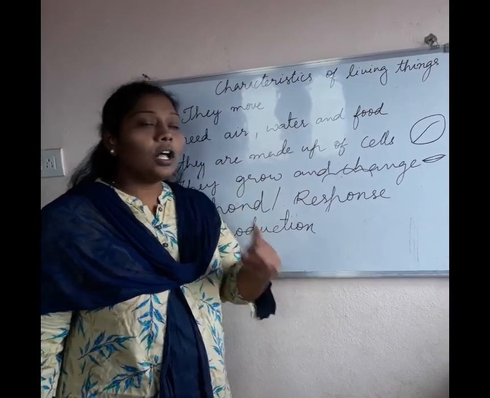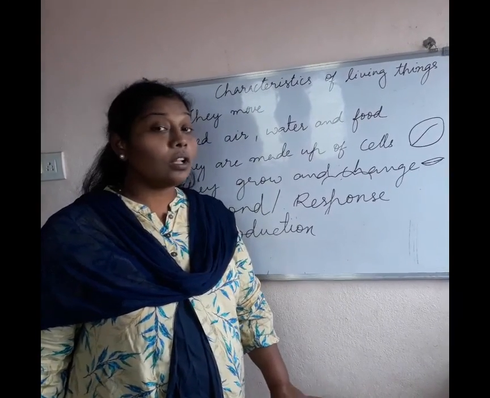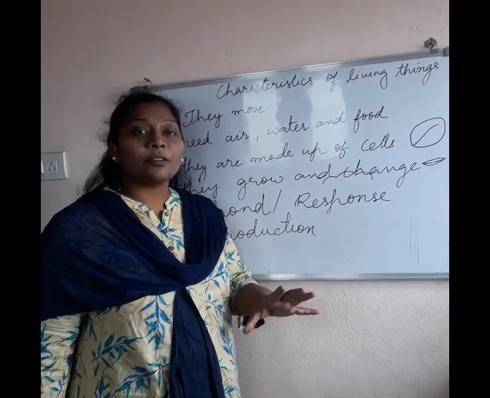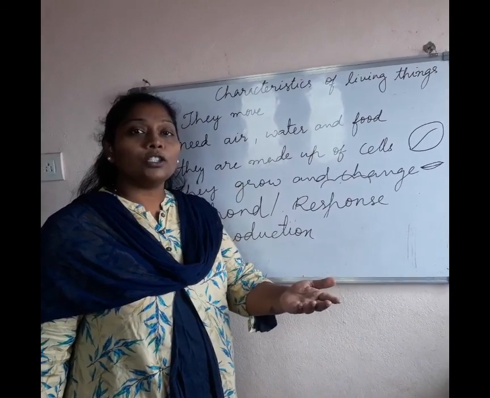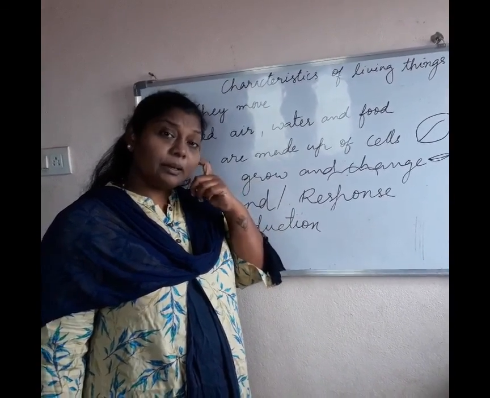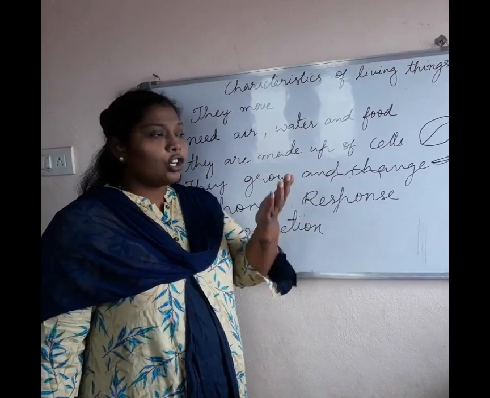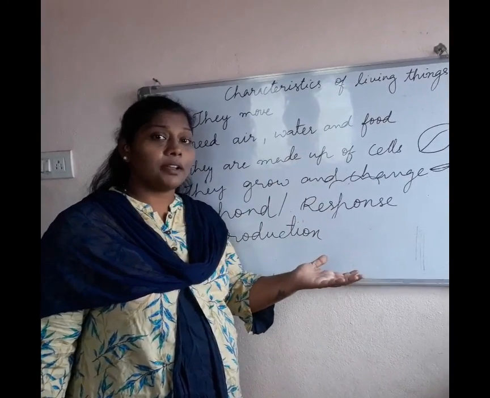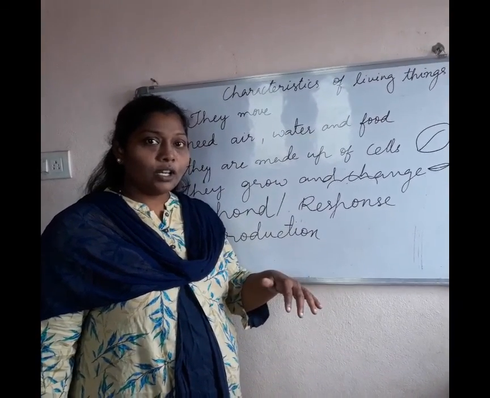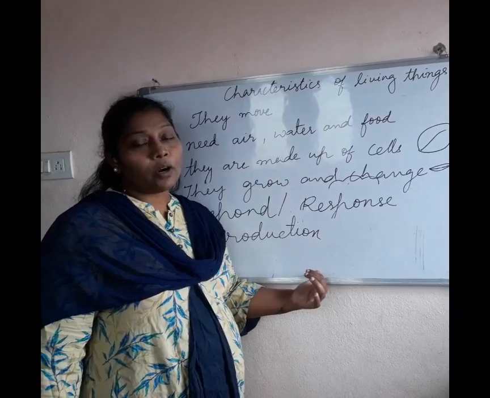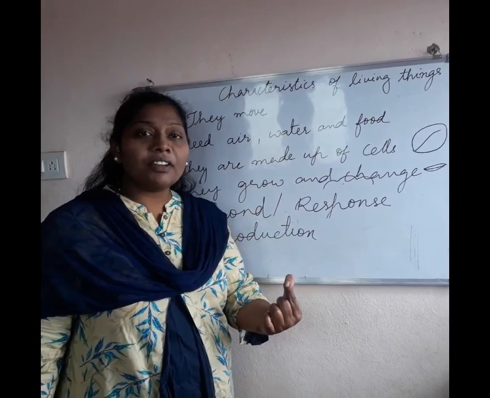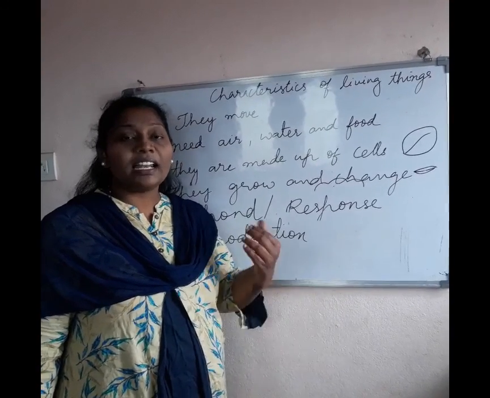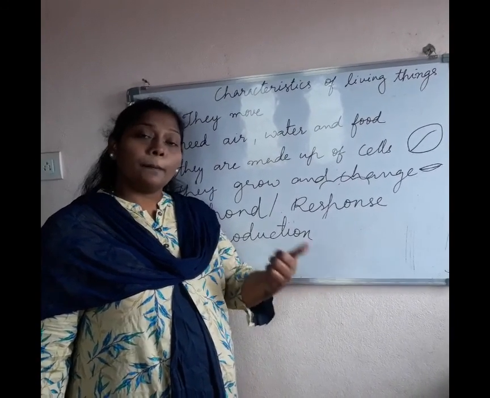All the living things have to reproduce. Reproduction is nothing but giving birth to offsprings. What is it, children? Giving birth to offsprings. So you are children of your mother. Your mother is a child to your grandparents. Yes or no? So in the process of reproduction, an adult living thing will give rise to the babies.